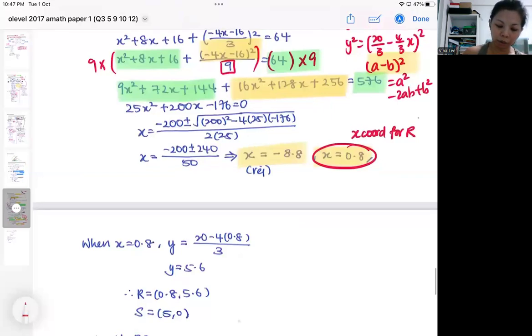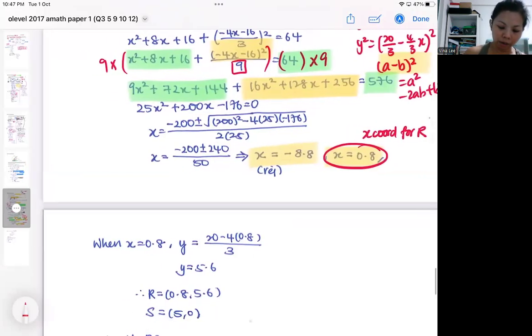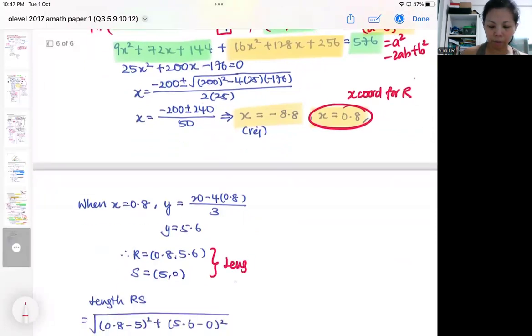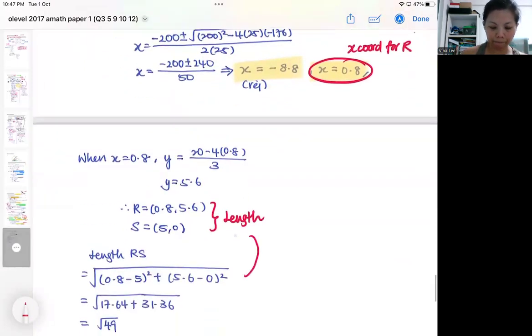And then you put it into the Y, and once you get the full coordinate, you just have to apply your length formula. Remember your length formula, the x1 minus x2.